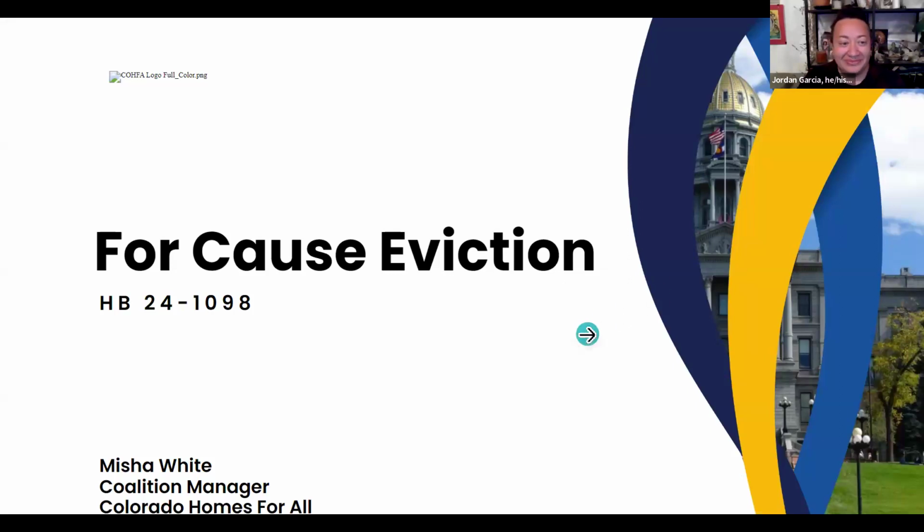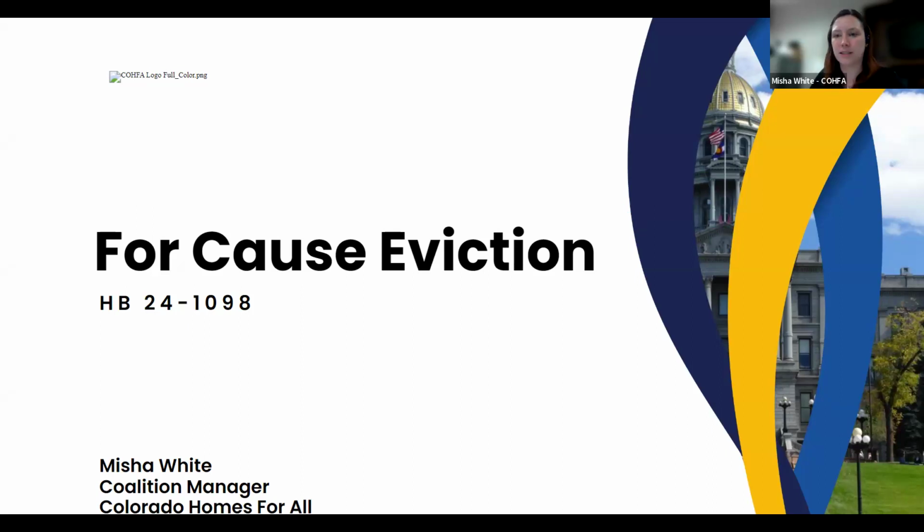Yes. Okay, perfect. So as Jordan said, I am the coalition manager for Colorado Homes for All. We are focused on passing for-cause eviction this year. If you were engaged in the legislative session last year, you probably heard of just cause eviction. Just a minor name change. The bill is very similar. It is HB 24-1098. And let's see if I can be as good as Elizabeth and actually drop a link in here for you all. I think I can. So if you do want to see the bill language directly, I just dropped the link in the chat as well. I use she, her, Aya pronouns, and I'm really excited to share where for-cause eviction is, what it will cover, and answer questions, as well as share opportunities for engagement.